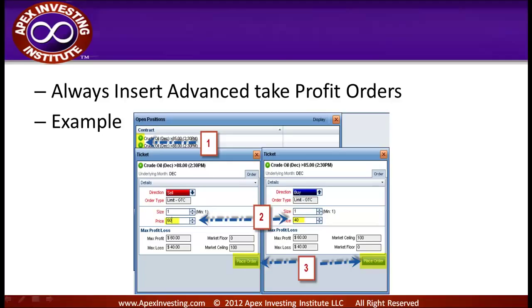And so what you'll do is you'll go in on an open position, you'll simply click on the green arrow on a buy or a sell. If it's a buy, it'll open a sell order for you. You can adjust the quantity if you want to, but you definitely want to adjust the price for your take profit price and hit place order. And then of course on a sell order, it'll open a buy order for you. You'll adjust the price and you'll hit place order. And that's all you have to do to set an advanced take profit order.